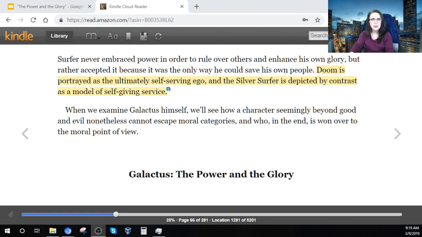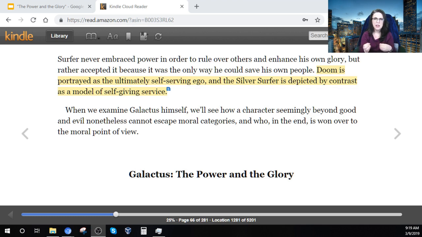I really love the way that the authors end this portion of this subsection, they have a great return sentence. They say, Doom is portrayed as the ultimately self-serving ego, and the Silver Surfer is depicted by contrast as a model of self-giving service. So they have comparison and contrast writing going on. They have a return sentence to their claim, which is talking about power and glory, and they're applying it to their evidence, which is the comic book characters.